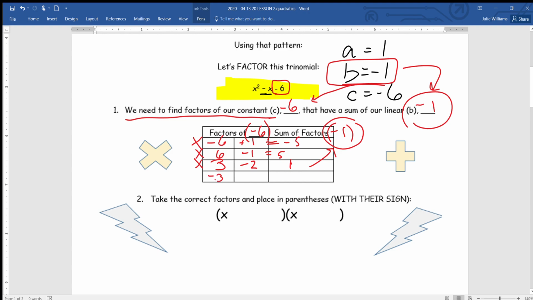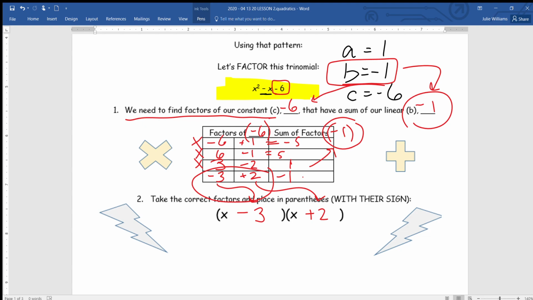It's not it. However, let's try the opposites of each of those factors. So -3 and +2. They are factors of -6 and they have a sum of -1. Okay, these are the guys that I want. So then all I have to do is take the -3, put it there. Take the +2 and put it there. I factored that trinomial.